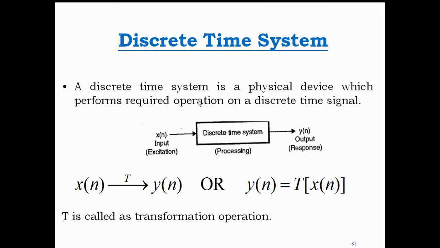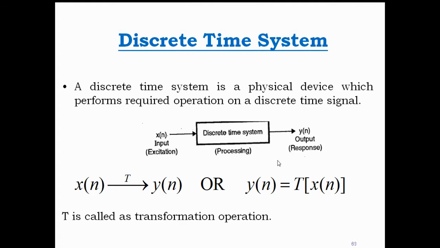So the thing is, a system is nothing more than any physical device which takes some signal as an input. On that input signal we apply the process, and after application of the process, this is received at the receiver side as a response. If you look at this block diagram, it is quite simple. X of n will be considered as an input. In technical terms, it is understood as an excitation.